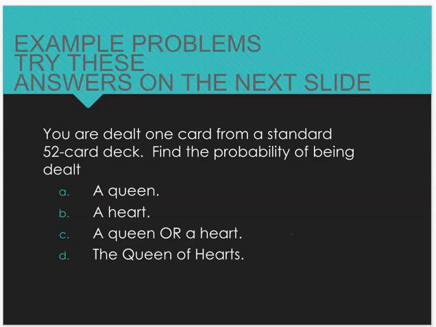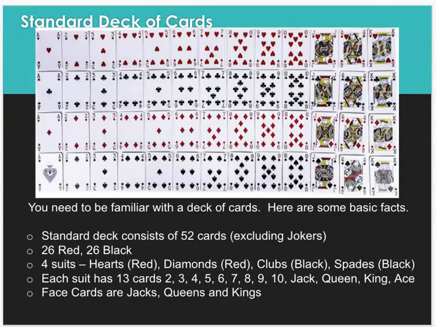What's the probability that you're dealt a queen? Well, we can go back and look at the queens in our deck. There are 1, 2, 3, 4 queens out of a total of 52 cards in the deck. So 4 over 52 would be our probability, but we can simplify that to 1 over 13.